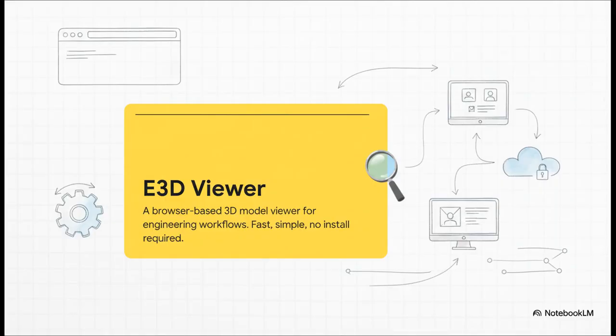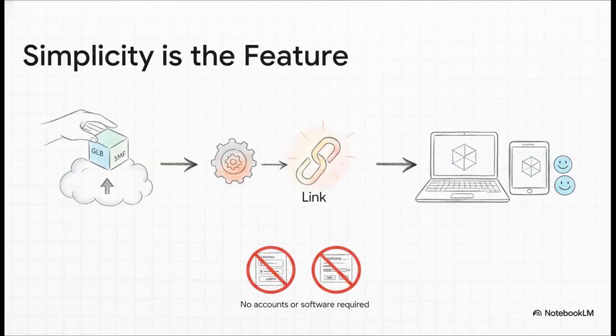So what is it exactly? At its core, the E3D Viewer is a tool built for a very specific purpose: to make collaboration in engineering workflows fast and, more than anything, incredibly simple. And this focus on simplicity is everything. The entire workflow is designed around it. You just upload a common file type, like a GLB or 3MF file, and it generates a single link you can share. That's it. Sometimes the most powerful features are the ones that are actually missing. In this case, no logins, no installs.